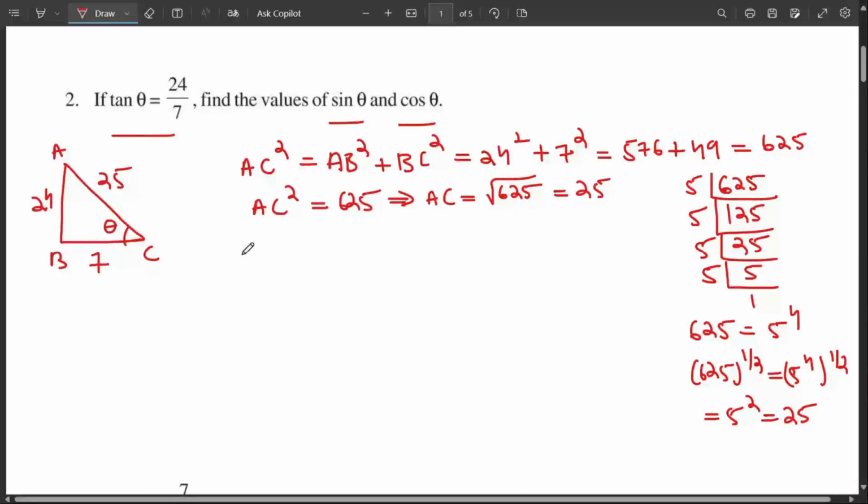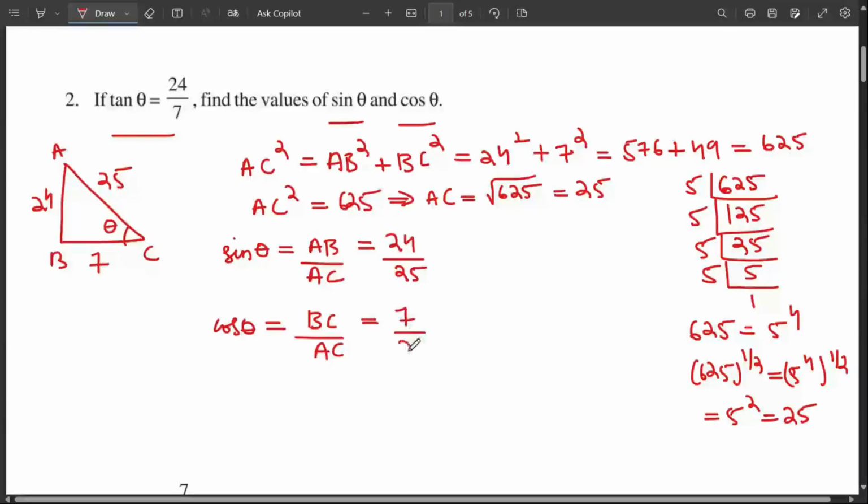So after finding AC, we can directly find sine theta, which is equal to opposite side AB divided by the hypotenuse AC. So AB is equal to 24, AC is equal to 25. Then cos theta, which is equal to adjacent side BC divided by the hypotenuse AC. So BC is equal to 7, AC is equal to 25.